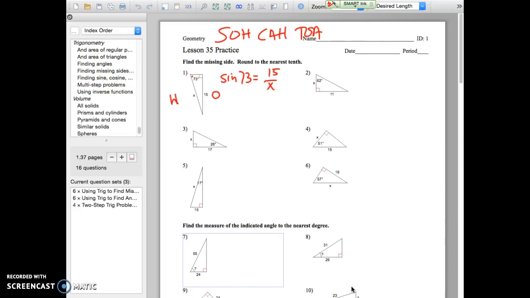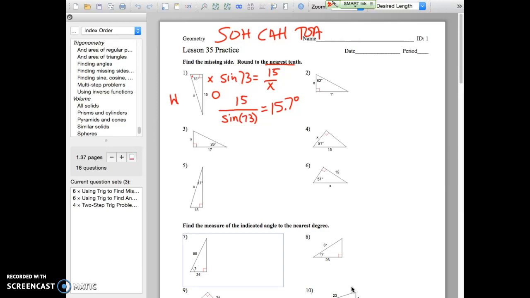These are going to flip-flop because if I multiply this side by x, and then I divide by the sine of 73, I'm going to divide this by the sine of 73. So to work this out, I'm actually going to type in 15 divided by the sine of 73. These are going to flip-flop positions. That's just solving equations. And you should get about 15.7. It says round to the nearest tenth, so I'm going to leave it like that.